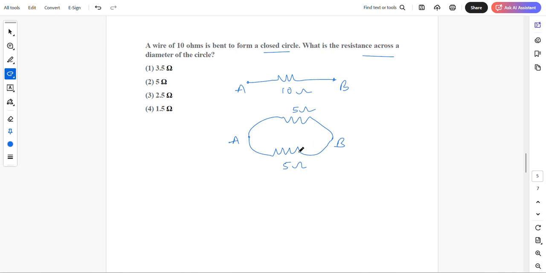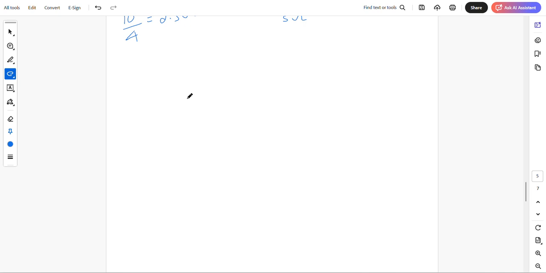When they are connected in parallel, these two are in parallel. 5 ohm and 5 ohm in parallel means how much? The answer will be 2.5 ohm. The shortcut for this one is you can directly write 10 by 4, that is equal to 2.5 ohm, which is the right answer. Next problem.